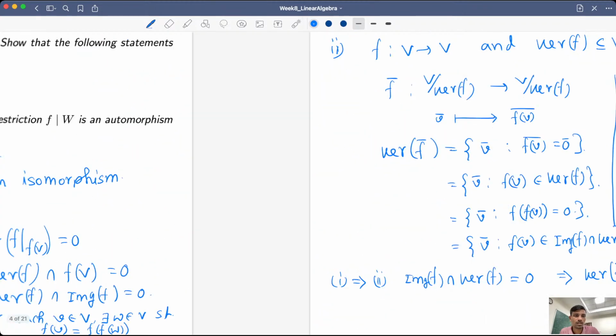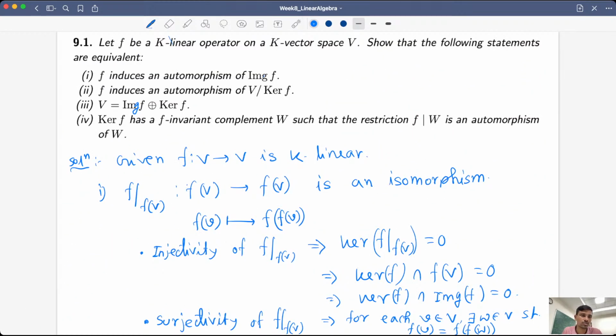Right. And the last one is again just a variant of 3 prime, because it is saying that kernel F has an F invariant complement W such that F restricted to W is an automorphism of W. Right. Now F invariant complement means, suppose this complement is W, if I restrict F to W, then that is a map from W to W. And moreover, it is saying that F restricted to W is an automorphism of W.